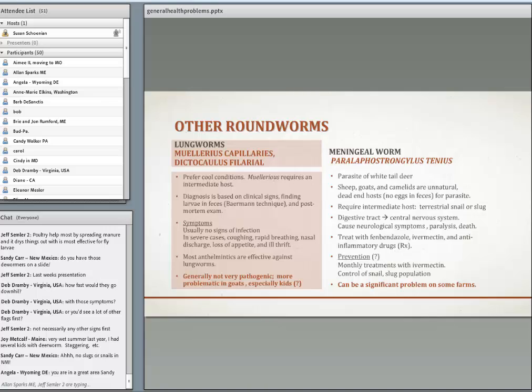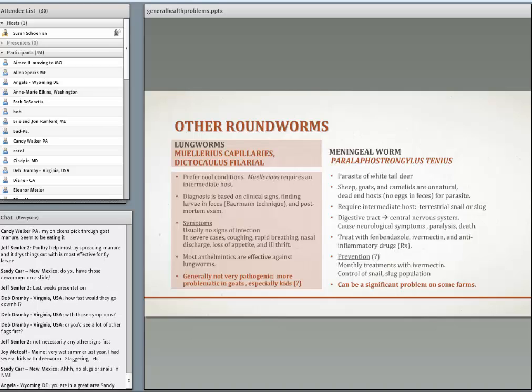You notice every time you see RX, I mean that to indicate that you need a veterinary prescription to use that drug for that purpose. How do we prevent the meningeal worm? I have a question mark here because it's pretty difficult.